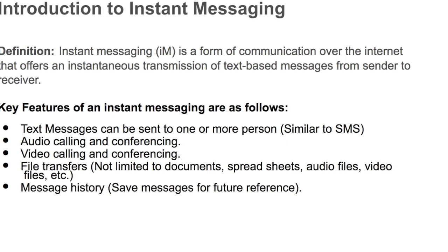Now the key features of instant messaging are: text messages can be sent to one or more persons, as you can see on your Facebook Messenger. Then audio calling and conferencing: you can make audio calls on WhatsApp Messenger, Facebook Messenger, Google Talk. The best example for this is Skype. Skype is a type of instant messaging, and you can keep Skype in mind to understand all these points.